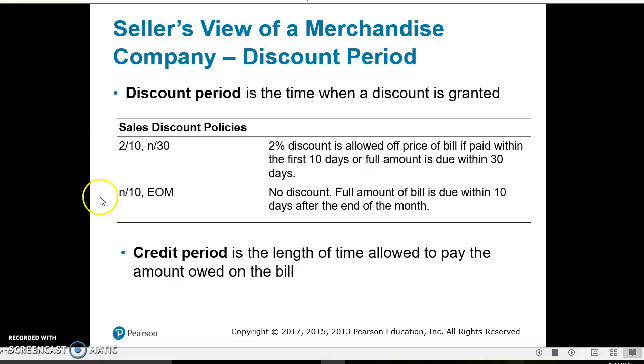So if you would see in 10 means no discount within the first 10 days. EOM means end of the month. So that means that it is due within 10 days after the end of the month. So again, that is your credit period. In different classes, you talk about more. We will talk about different types of credit and those kind of things a little later on when we talk about sales discount as we go through different chapters.